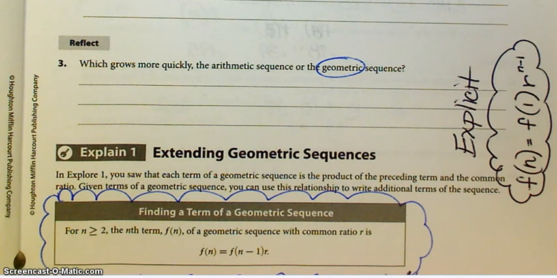All right, so to answer the question on number 3, which grows more quickly, the arithmetic sequence or the geometric sequence, you can see that it's the geometric sequence because it's doubling each time. And then we're going to go down here and we're going to reintroduce the good old-fashioned recursive and explicit rules. But it won't be too bad.